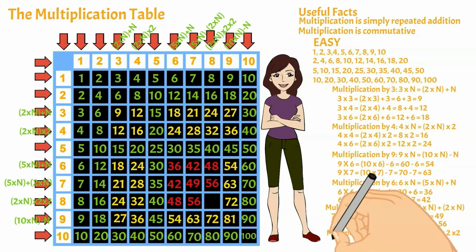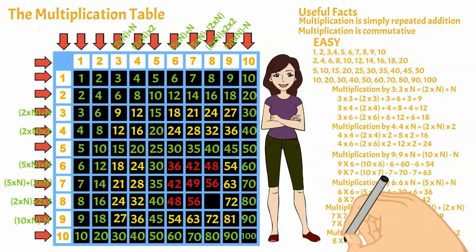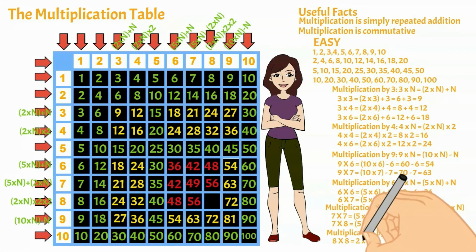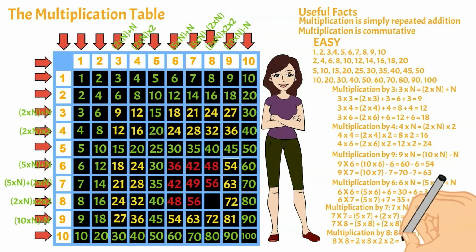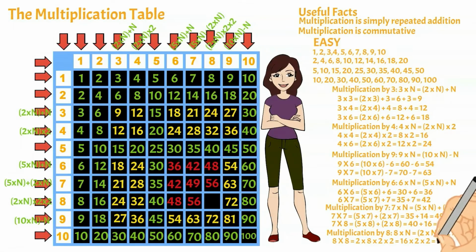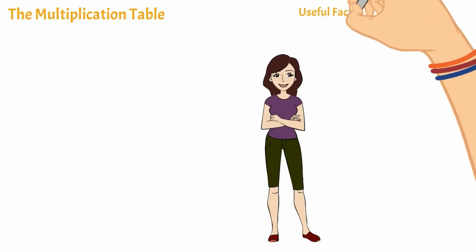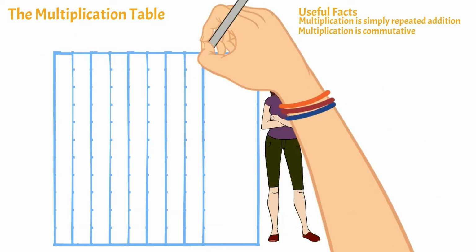8 times 8 is actually 2 times 8 times 2 times 2. This becomes 16 times 2 times 2. This then becomes 32 times 2, which is equal to 64. That ends our lesson about the multiplication table.